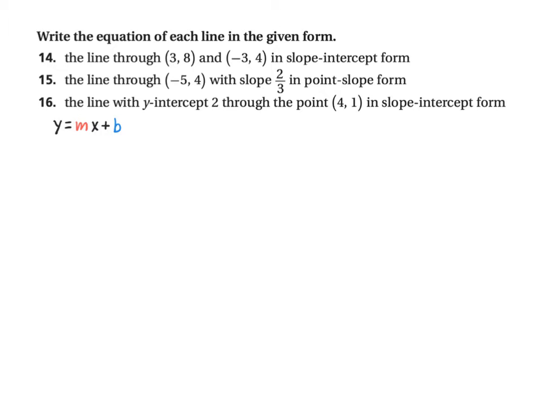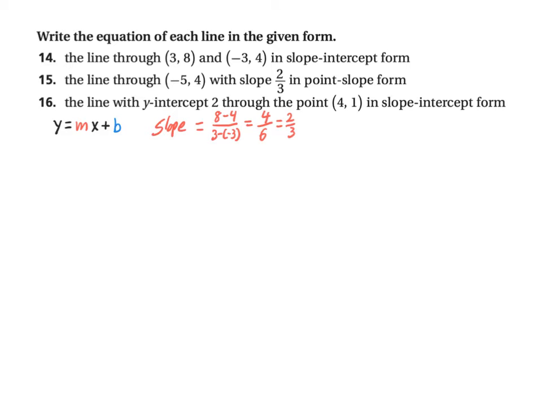And so we're going to first work on finding out what the slope is. So the slope is going to be the change in y over change in x. So the change in y will be 8 minus 4. Change of x is 3 minus negative 3. 4 over 6. And that would simplify down to 2/3.